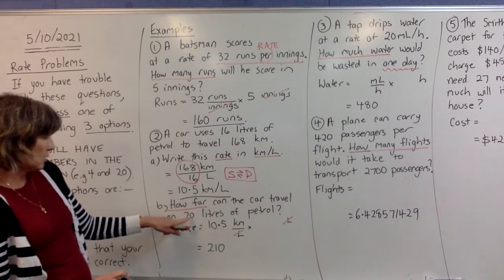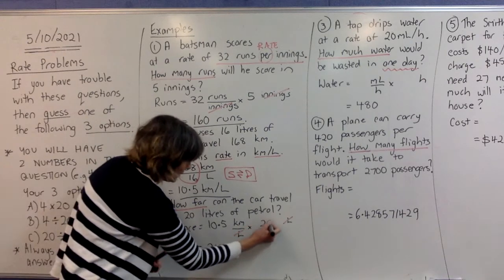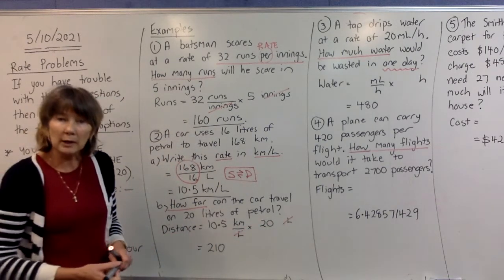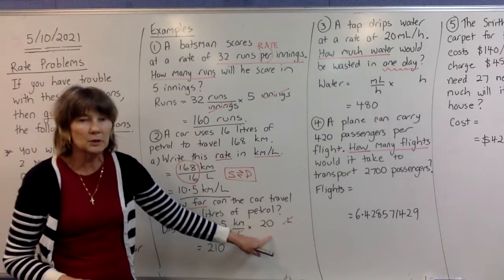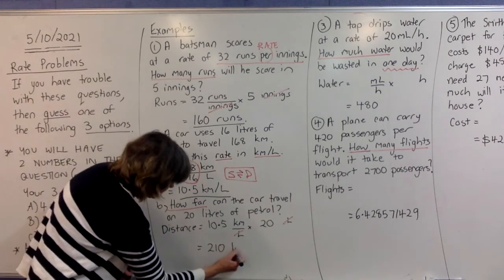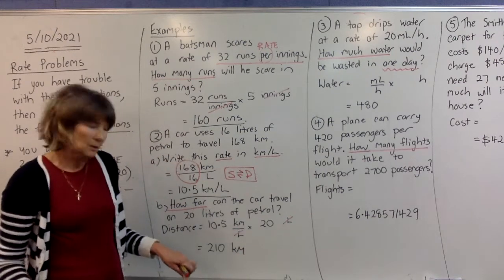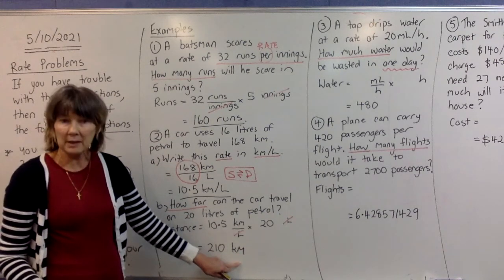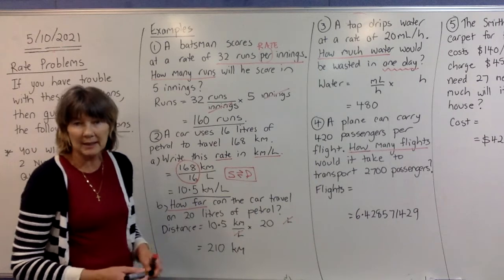Okay, so we've got 20 litres of petrol that we're writing in there. So on your calculator, you're just doing 10.5 times 20. It will give you 210, and our answer will be in kilometres. That's the distance. That sounds okay, and we've crossed out those litres.